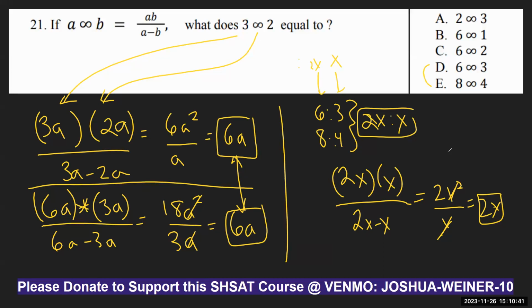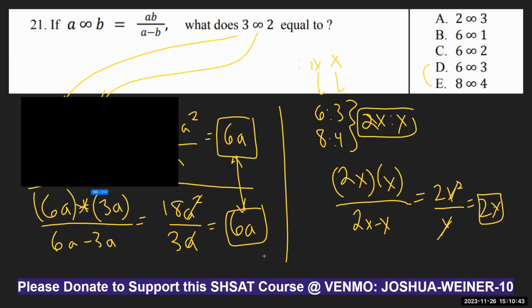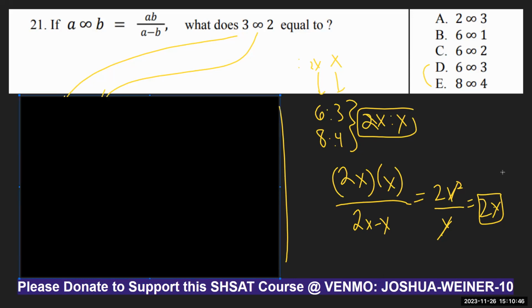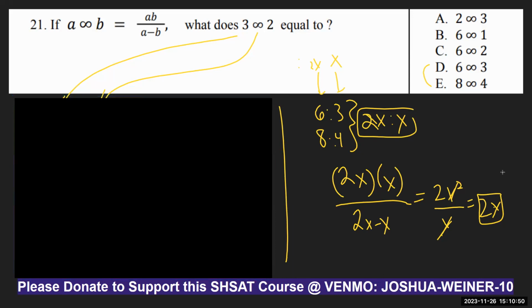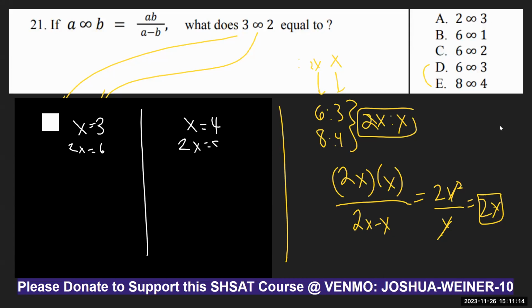I'm going to put up a black card on the left, and we'll look at D and E, but just diving a little bit deeper into it with another variable. Let's say x equals 3 versus x equals 4. Well, if x equals 3, then 2x equals 6. If x equals 4, then 2x equals 8.